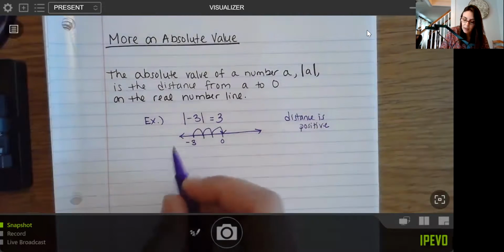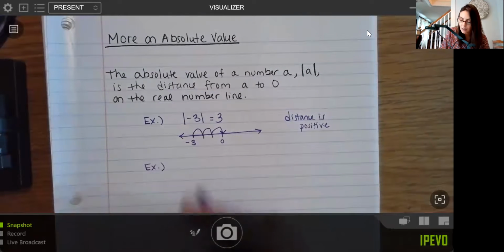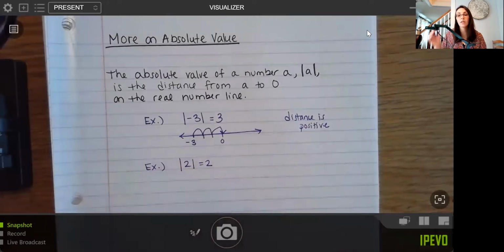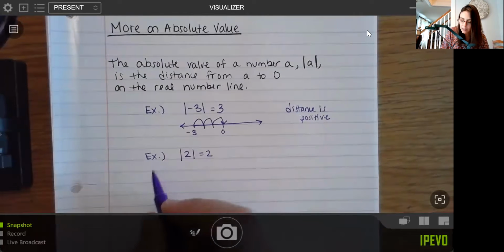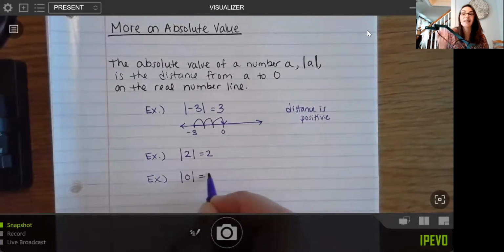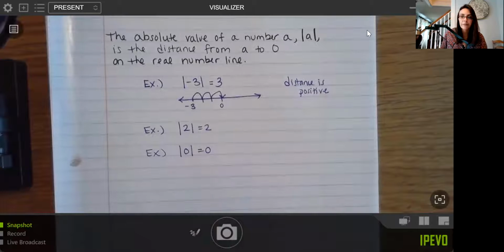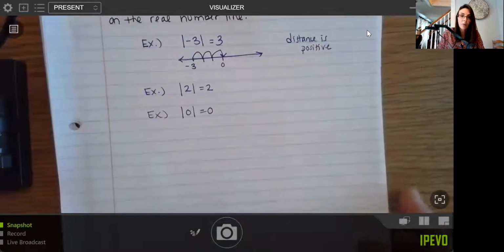So the absolute value of a number, unless of course that number is 0, is going to be positive. So the absolute value of 2, for instance, is just 2, because again, 2 is 2 spots from 0. And like I said, the only exception would be if you have the absolute value of 0, then that is just 0. But otherwise, your distance is always positive. So we've seen this already, and let's look at a couple more complicated examples and make this a little bit more formal.